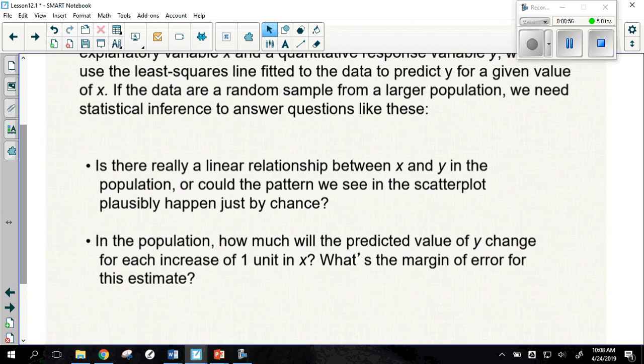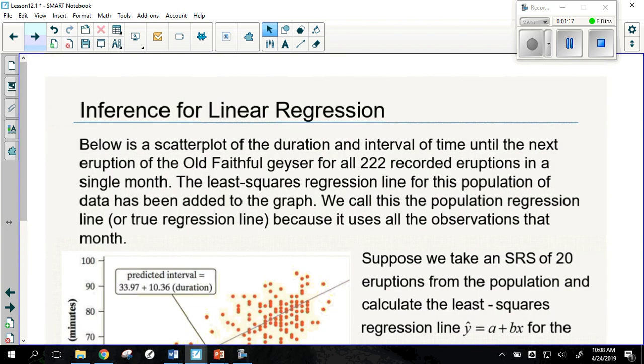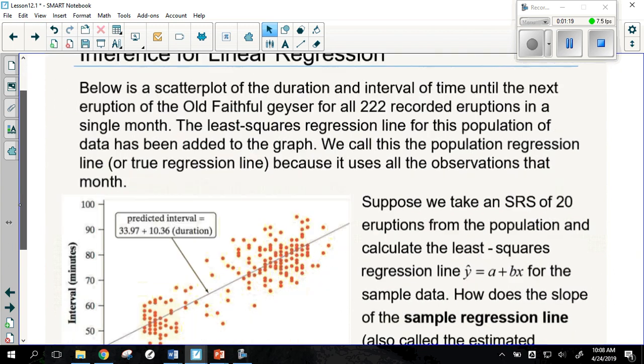We're gonna be asking questions such as: is there really a linear relationship between x and y, or does it look like there's a positive correlation just by chance? And we'll look at how much a predicted value of y changes for each unit x. And I don't know if we'll look into the margin very much. We just have to be able to do inference, okay?